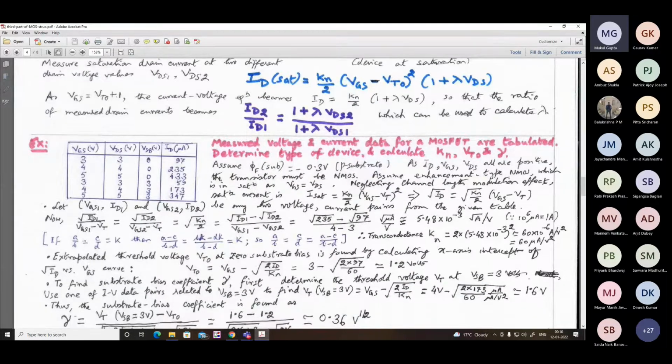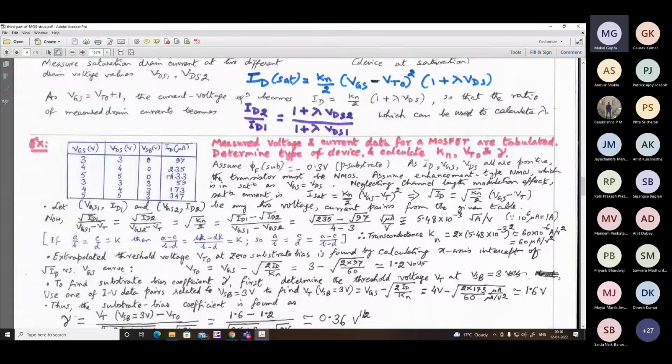Let us say the numerical values, we are showing a table where the leftmost column shows the gate to source voltage and drain to source voltage, because we are now referring to the previous experimental setup where gate and drain are shorted. VSB we are modifying from 0 to 3, and through the ammeter you are measuring the current. Those are in microampere: 97 microampere, 235 microampere, 433 microampere, 59.